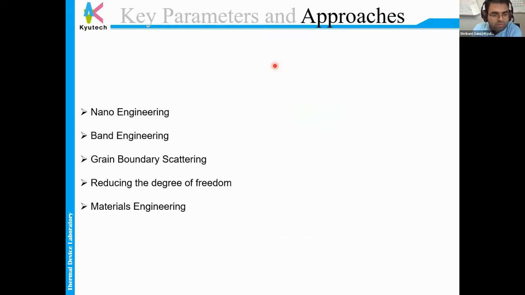So there are different approaches people have been using: nano engineering, band engineering, grain boundary scattering, and reducing the degree of freedom, which means going towards lower dimensions, and material engineering. You can design a different material, you can work on a different understanding of the material, you can change the material, you can dope it. Those kinds of things you can do to get a better performance.